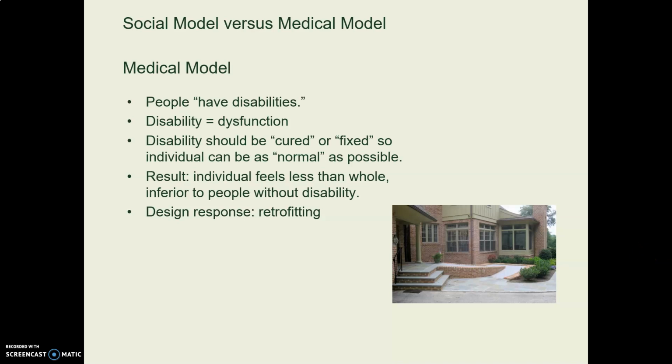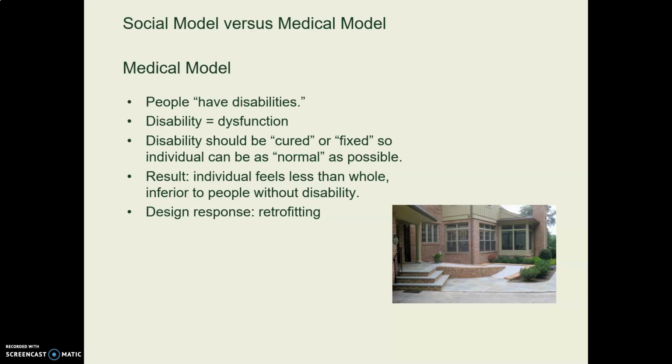When we think about disability and making spaces accessible, there are two different models that are used. The old model of disability is known as the medical model. And this model says, basically, if you have a disability, there's something wrong with you. This is a dysfunction, and we'll try to fix something so that you can adapt to it. And often this involves retrofitting.